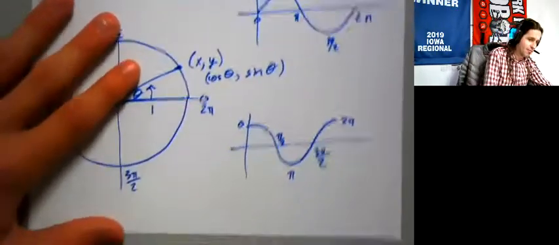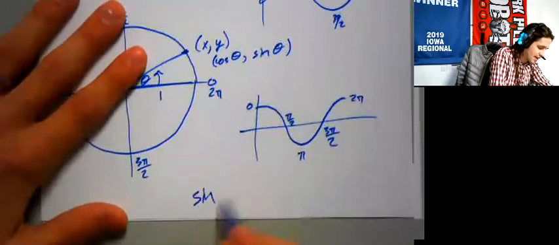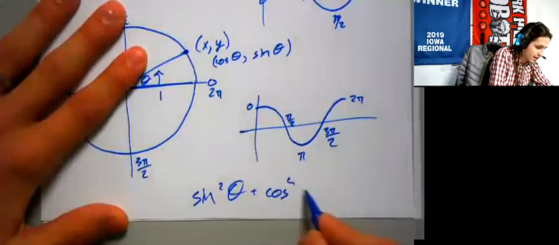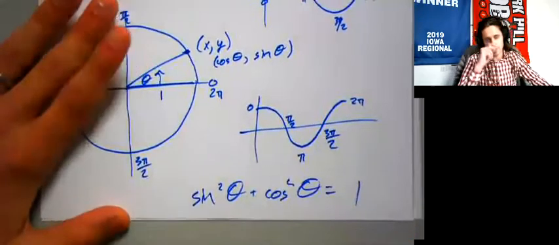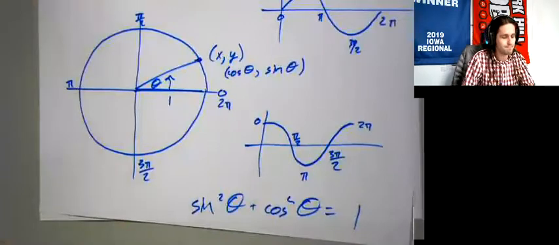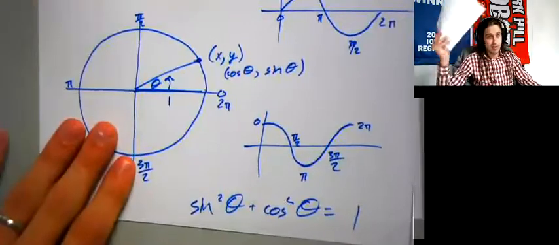The one other thing I might remind the trig people is that sine squared of theta plus cosine squared of theta equals 1. Another one of those Pythagorean identities. Don't worry if you didn't know that one. So let's dive into the math. So this is a slightly longer video.